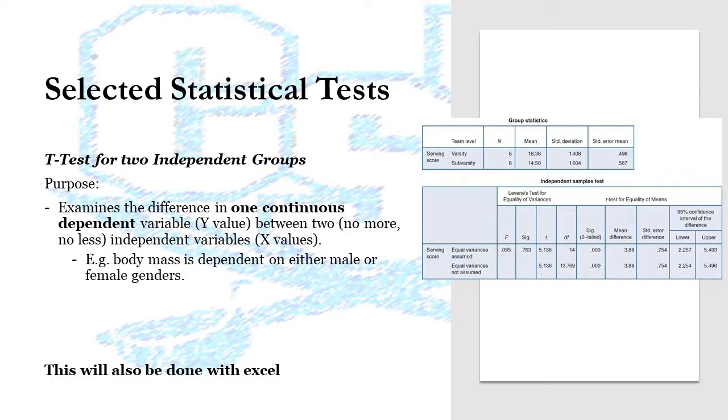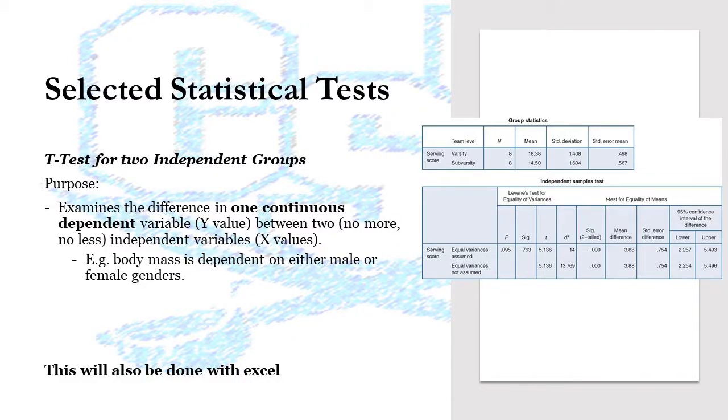The next test we're going to cover is the t-test for 2 independent groups. Basically, what we're trying to do is examine the differences in one continuous dependent variable, the y variable, between 2 groups, no more or no less. So basically it has to be two independent groups.